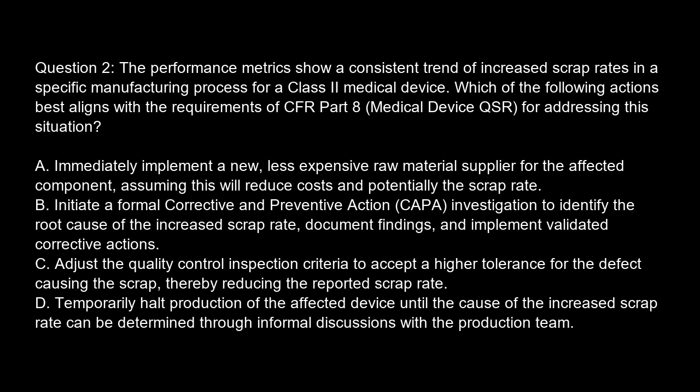Option B. Initiate a formal corrective and preventive action (CAPA) investigation to identify the root cause of the increased scrap rate, document findings, and implement validated corrective actions. Option C. Adjust the quality control inspection criteria to accept a higher tolerance for the defect causing the scrap, thereby reducing the reported scrap rate. Option D. Temporarily halt production of the affected device until the cause of the increased scrap rate can be determined through informal discussions with the production team.